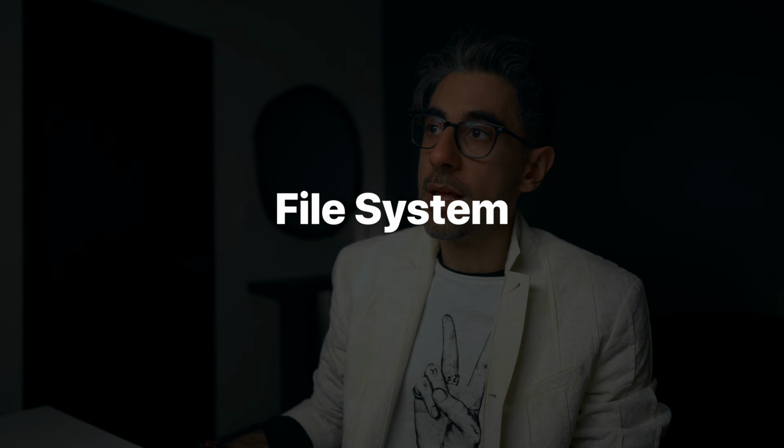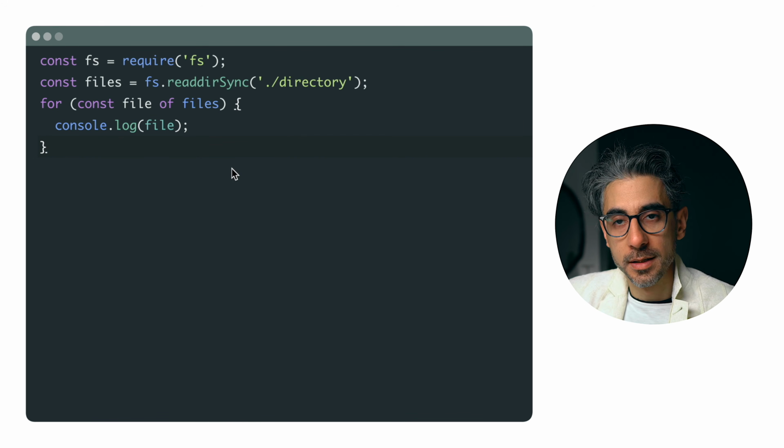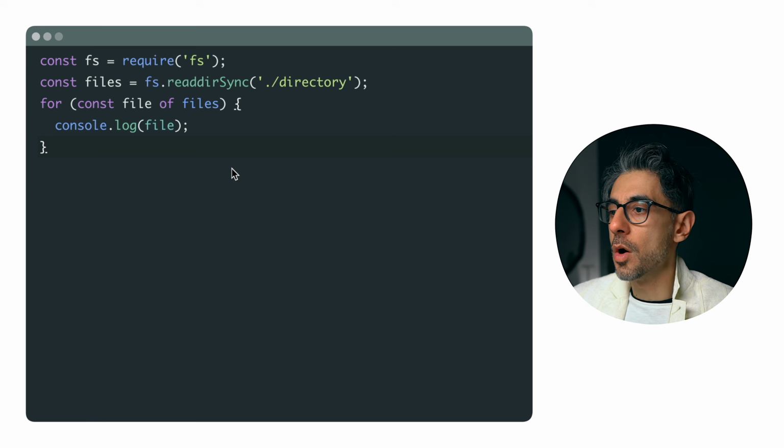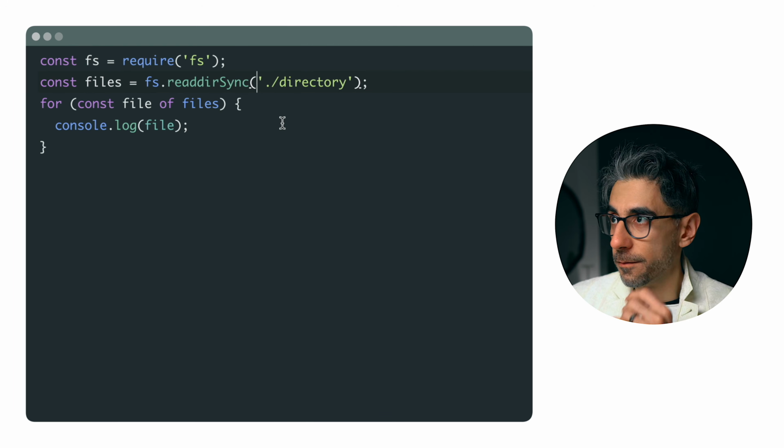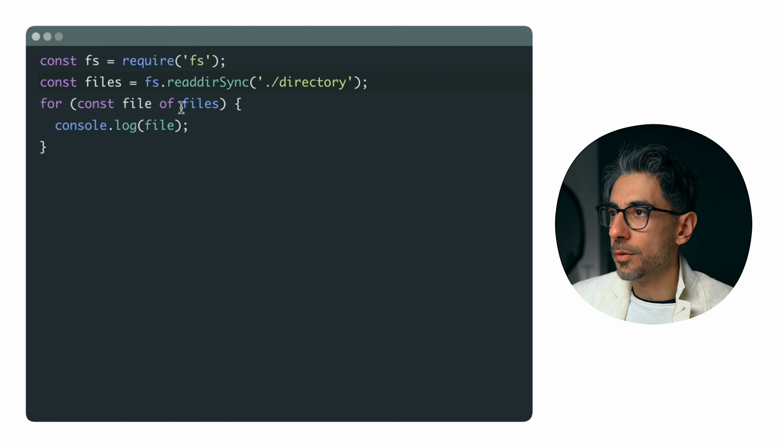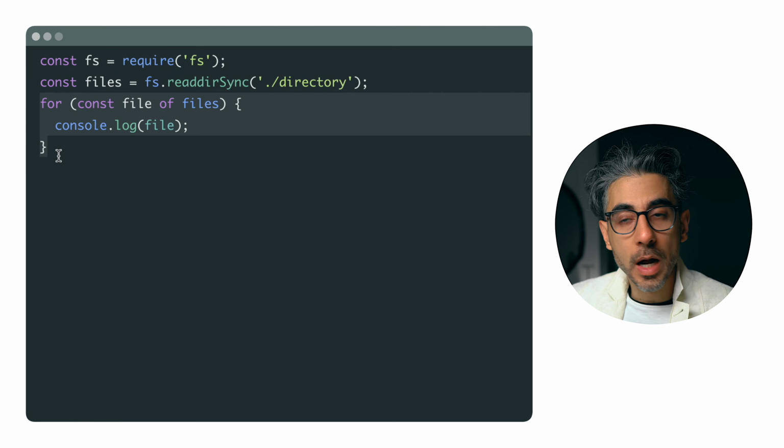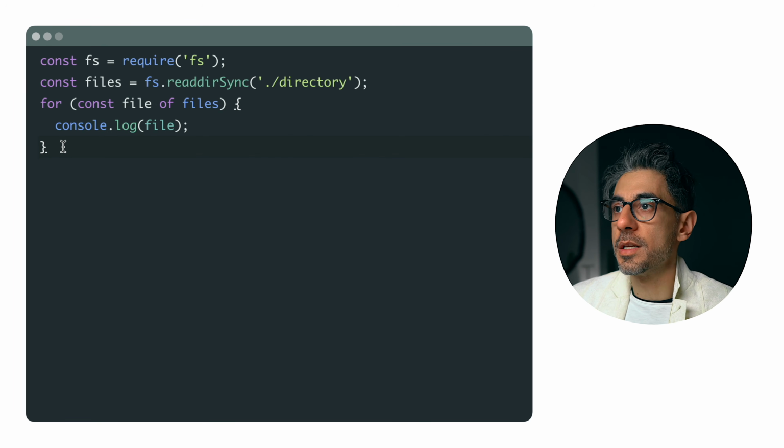I'm going to take this even further. How about file system operations? Node babies know what this is about. So people who write Node and want to access the file system, you can have fs, which is file system. You can grab all the files in the directory that's called directory. I can for loop it, right? So in Node, we might want to do it this way.